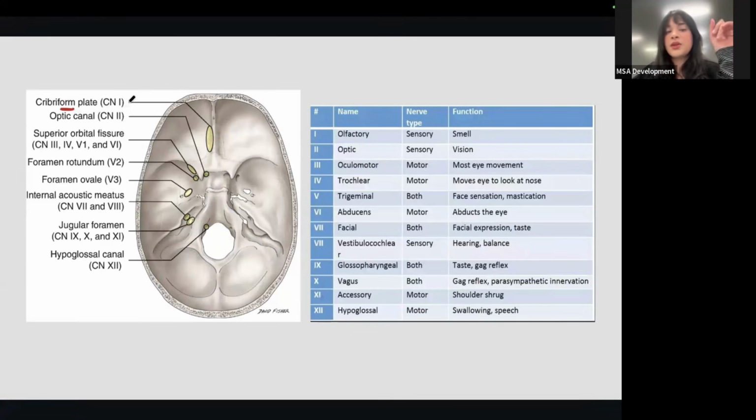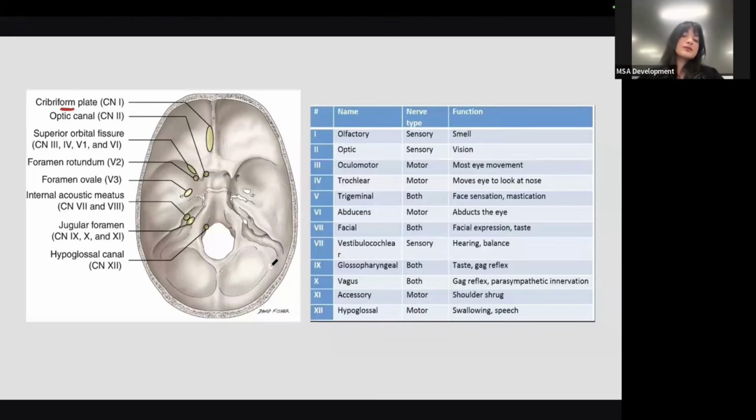Cribriform plate transmits cranial nerve number 1, optic canal number 2, superior orbital fissure, 3, 4, 6, and V1. Rotundum, V2, ovale, V3, internal acoustic meatus, what is that? 7 and 8, jugular foramen, 9, 10, and 11, and hypoglossal, 12.